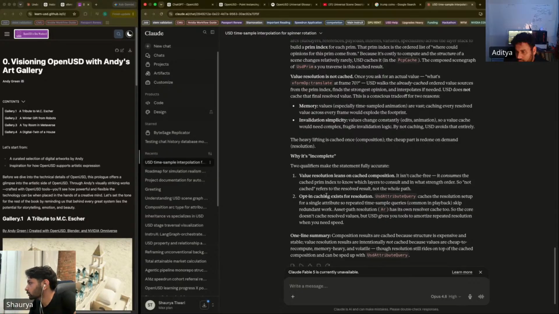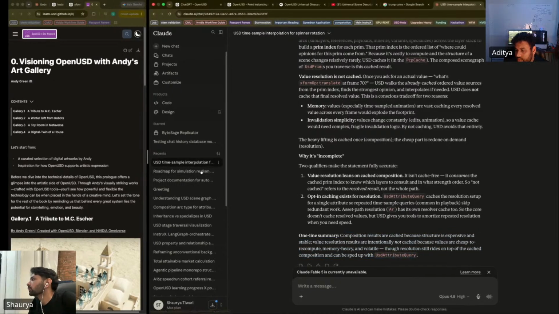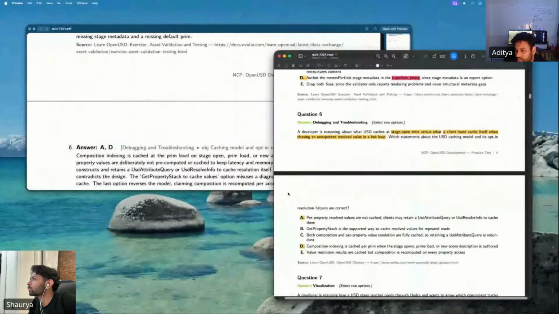So the core scene structure is cached, while expensive stable value results are intentionally not cached because values are cheap to compute, memory heavy and volatile. Though resolution, which still runs on top of the cached composition, can be sped up with the USD attribute query. Yes, now this makes sense.